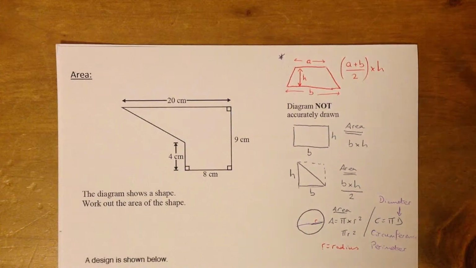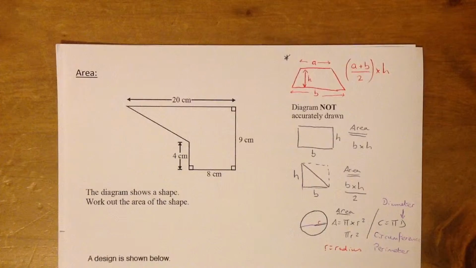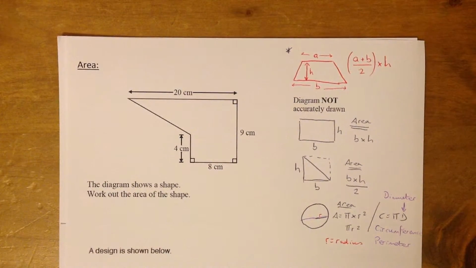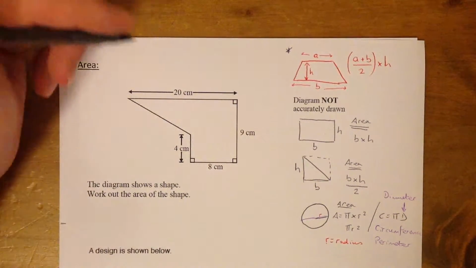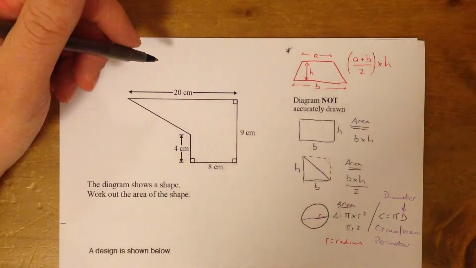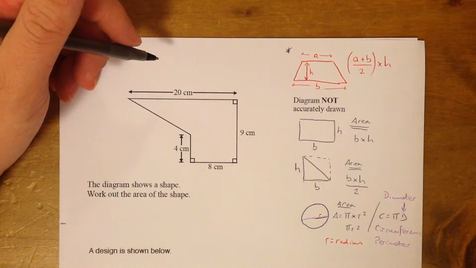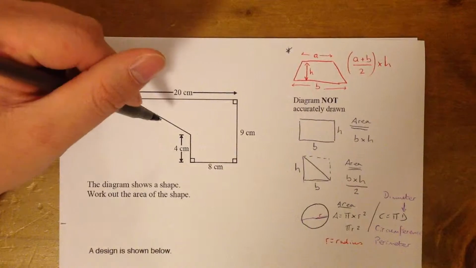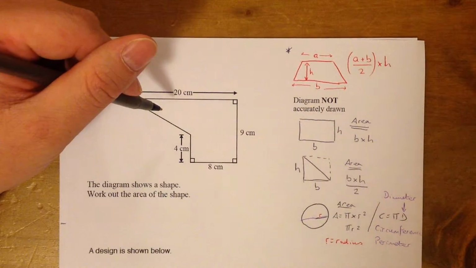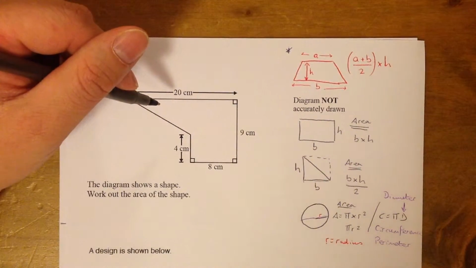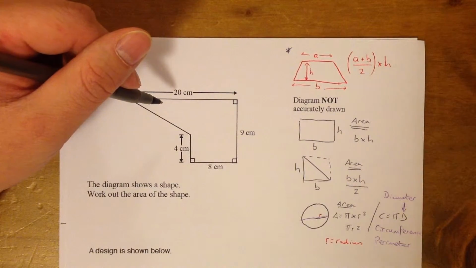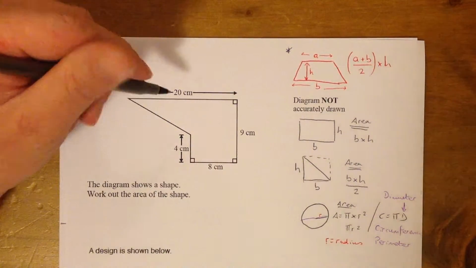So let's apply some of those rules to this shape here we've got on the left. It says the diagram shows a shape, work out the area. Now, what you need to understand is I've just told you all the shapes that you need to be able to find the area for. So if you encounter a shape like this that isn't one of those, it's what's known as a compound shape. It's been made from at least some of them. So what we need to do is chop it up into some of those shapes and then find them individually.